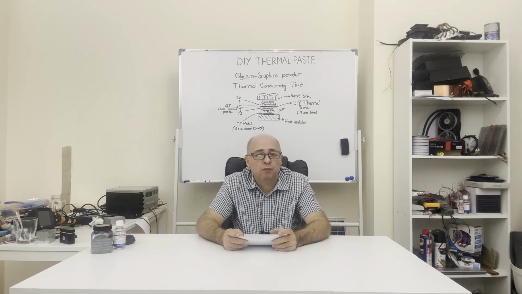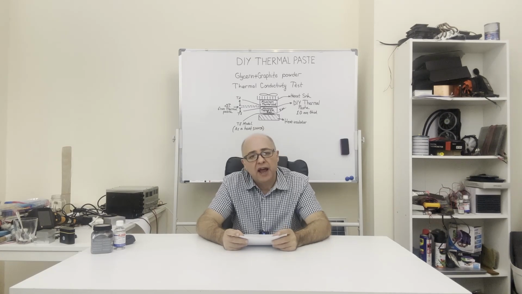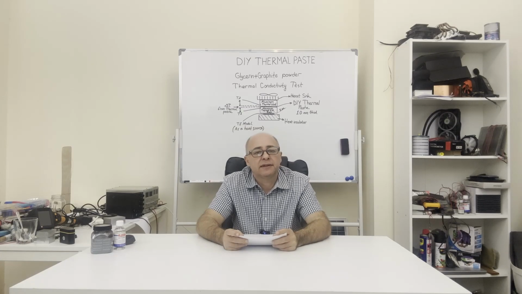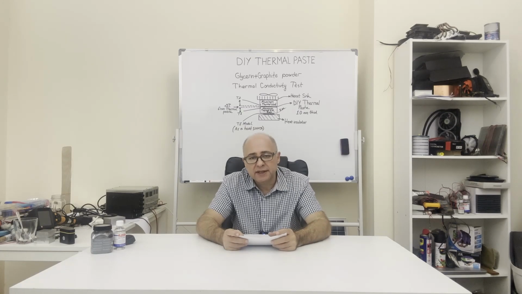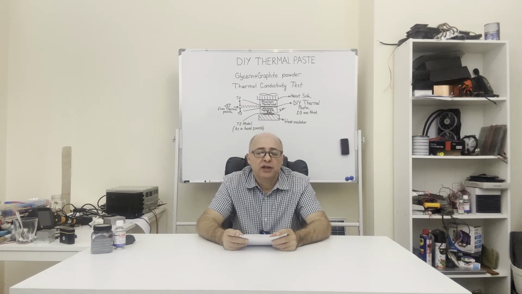The mixing ratio to be tested is 5 grams of graphite powder and 7 grams of glycerin. We will mix these two substances well in a small cup, then apply them to the measurement surface and measure the thermal conductivity at 3 different heat flow values. The second stage of the experiment is to measure the electrical resistivity value. For this, a 1 cubic centimeter sample will be used. The electrical resistivity will be calculated in kilo ohm centimeters.